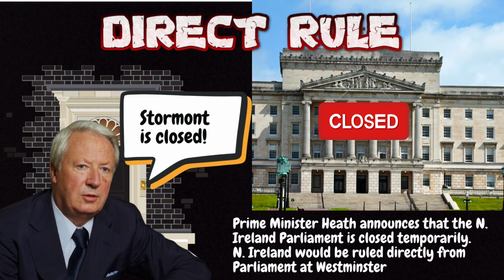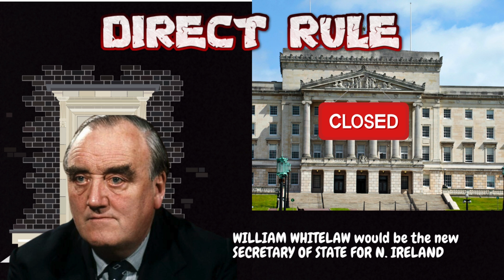So with the unionist government resigned, Edward Heath announces that Stormont's closed and Northern Ireland is going to be ruled temporarily and directly from Westminster in London at this time. And it's going to be ruled through a Secretary of State. So the first Secretary of State for Northern Ireland would be William Whitelaw. William Whitelaw would be sent as a member of the British government to rule Northern Ireland, to be able to govern it and to be able to work a way forward with new solutions.